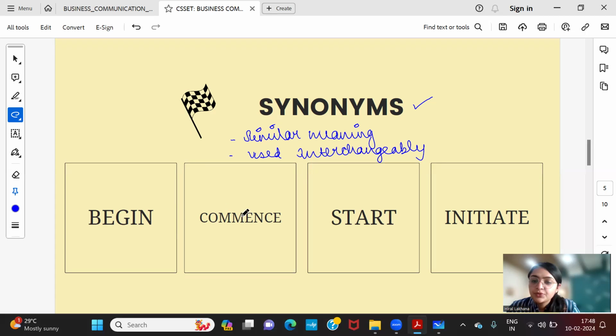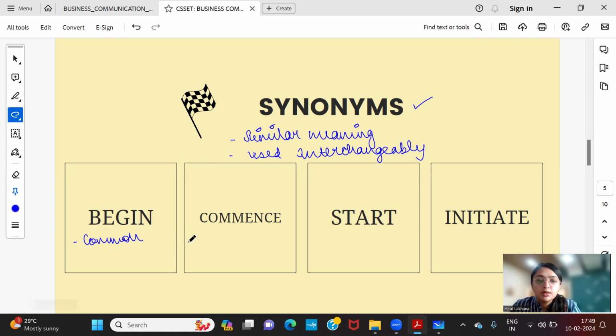We have begin, commence, start, and initiate. If you see, all of the four words have a very similar meaning, that is to start something or commence something. But let's see the scenarios in which each is used. Begin is basically the most common type of word of all the four words. Begin, as we all know, means to start something. But the context in which this is used is mostly verbal communication or informal conversations.